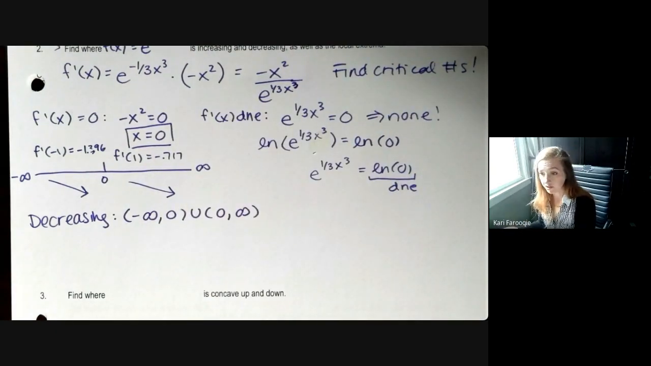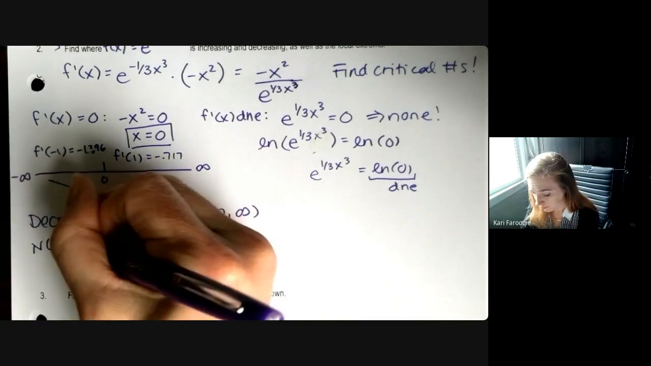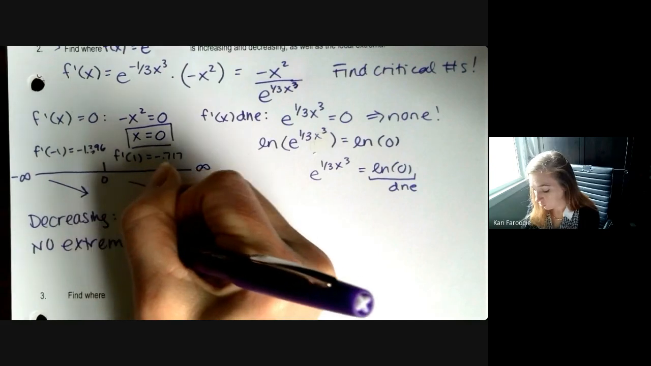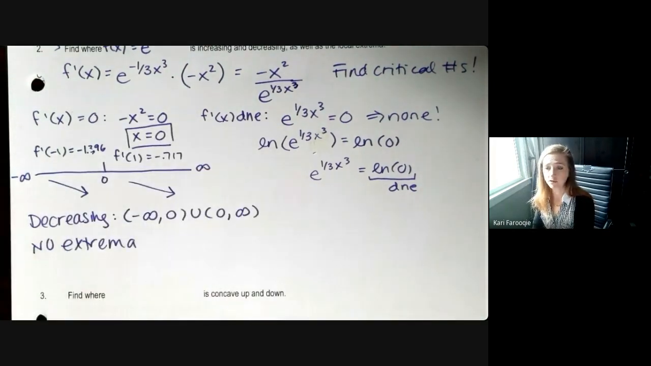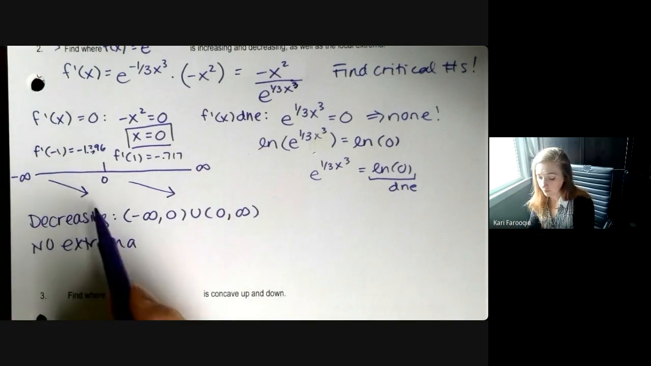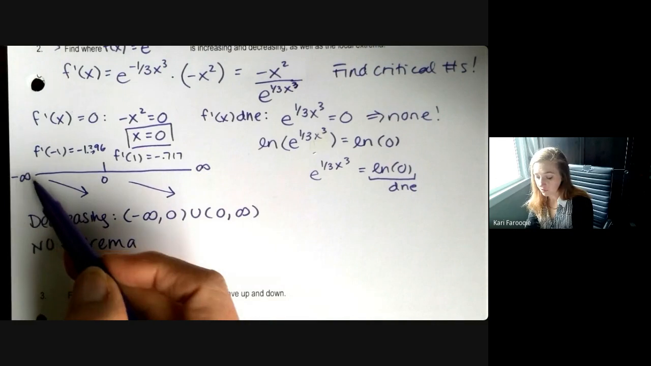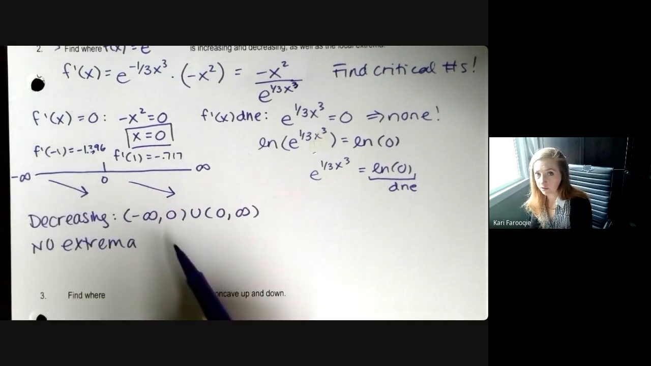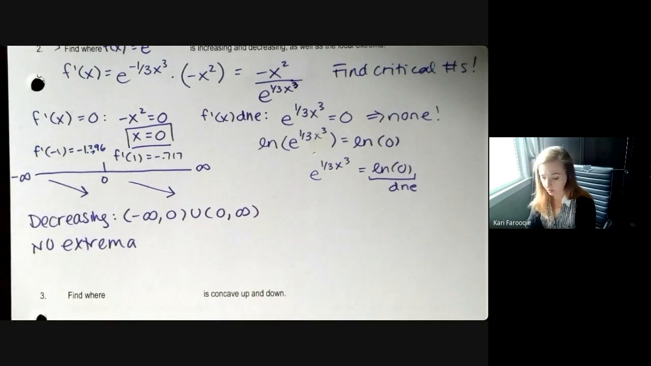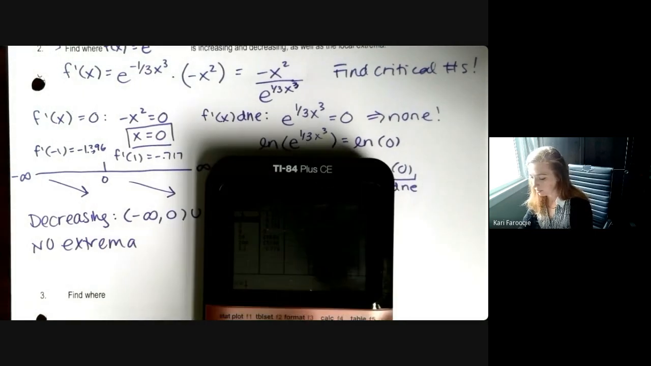It's not increasing anywhere, but we can say that we have no extrema. And we have no extrema because the sign of the derivative is not going to change. It's always going to be negative. It just means our graph decreased and then it stopped decreasing and then it decreased again. If you want to see what that looks like, we'll pop it into our calculators.